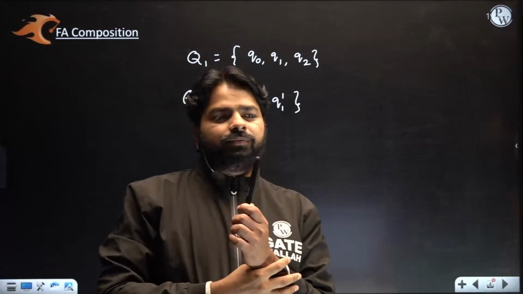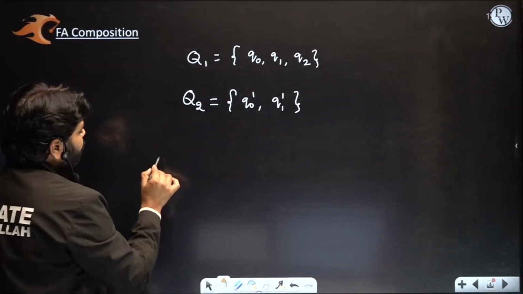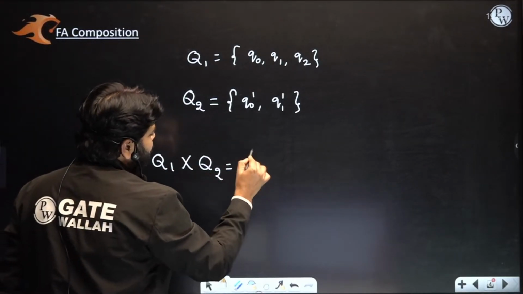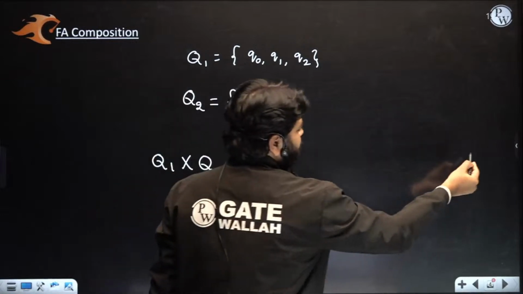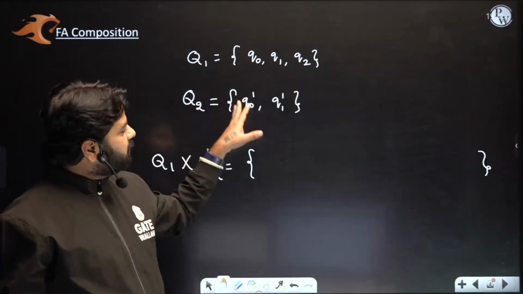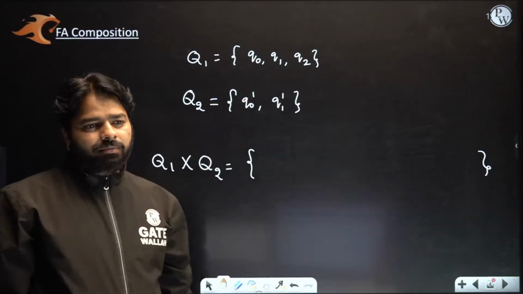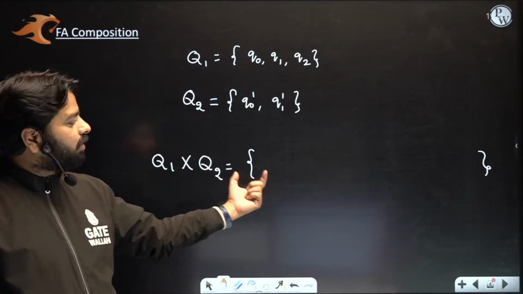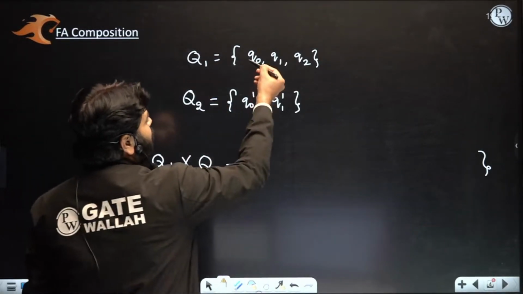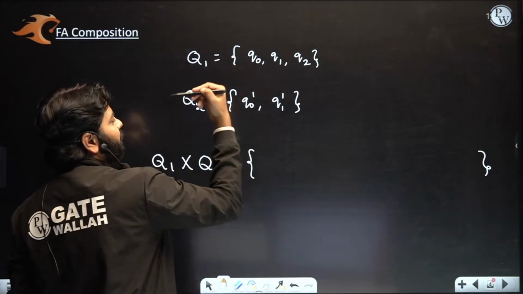We have two sets. Now what is the meaning of the Cartesian product of two sets? How many elements are there? There are 3 elements and 2 elements. 3 multiplied by 2 gives 6 elements here, but each element is going to be a pair. So there is a relation from an element of Q1 to an element of Q2.